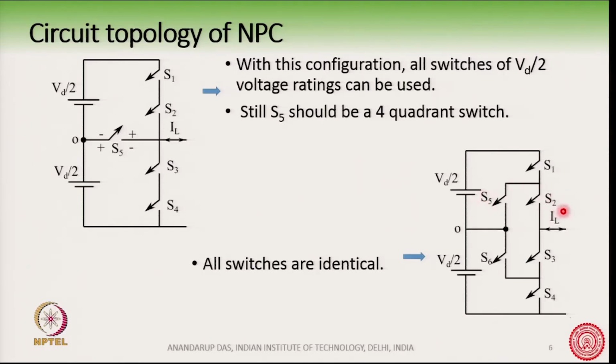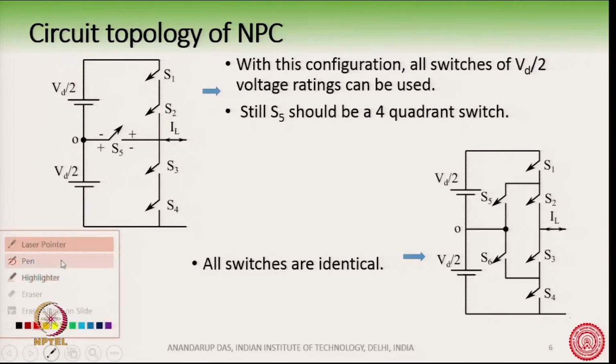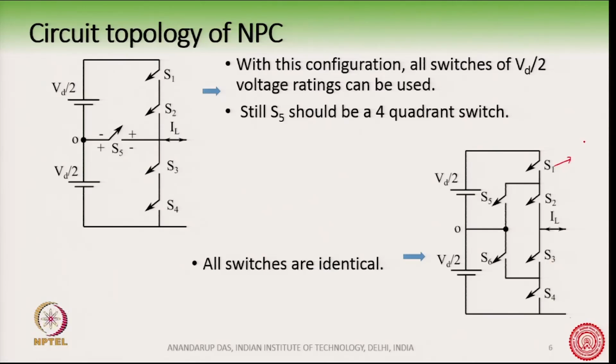In this circuit which I have shown here, all switches are identical. They have the same voltage and current rating, and each switch is something like this. All the switches in this circuit are something like this, all of them identical. And all of them have a voltage rating of Vd by 2 and a current rating of IL.